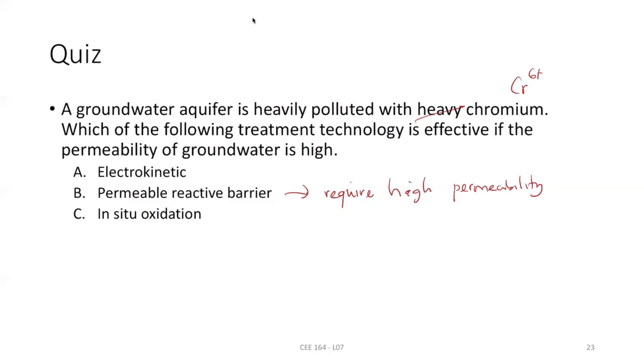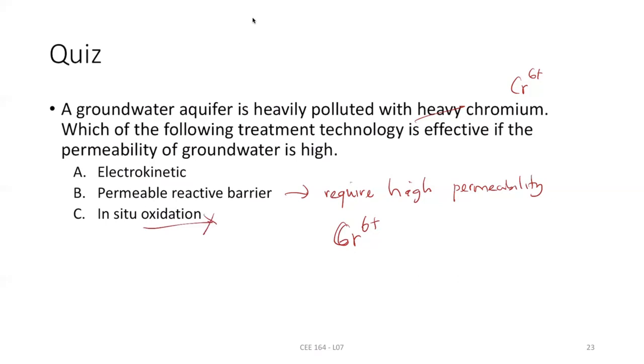In-situ oxidation is also efficient if the permeability is higher. But the reason why you cannot use in-situ oxidation here is that chromium 6 is already highly oxidized. There is no way you can move it to another oxidation state. So you cannot oxidize chromium 6. It's the highest oxidation state. 6 plus is already very high. Even if you add oxidant, you cannot remove electrons from it. So simply, oxidation is not a solution here because you can't oxidize chromium 6.